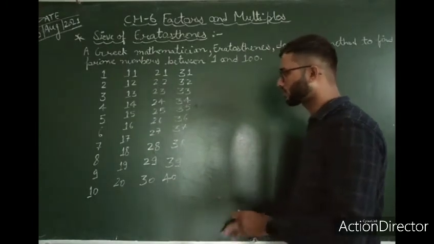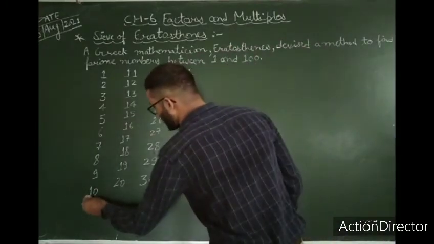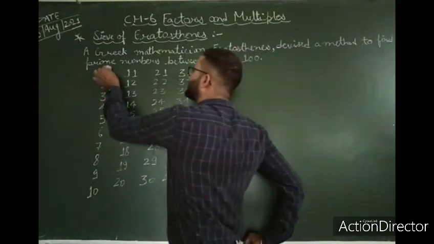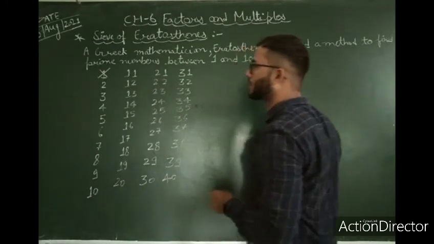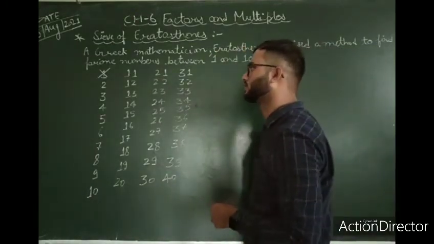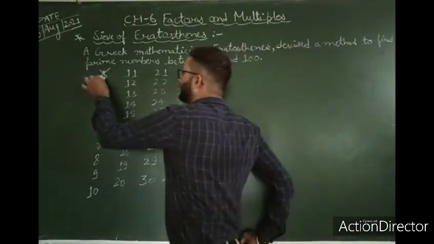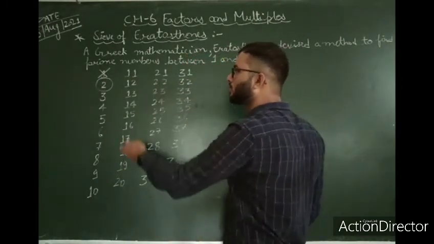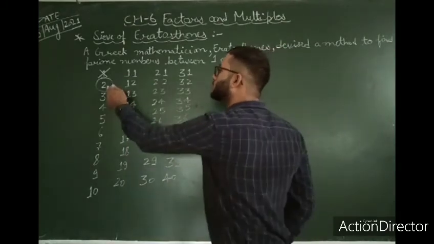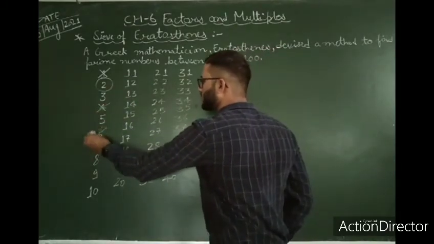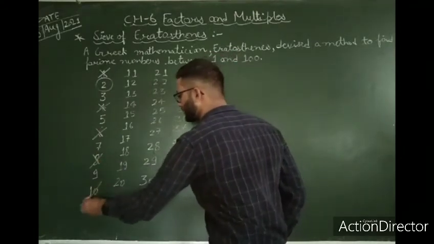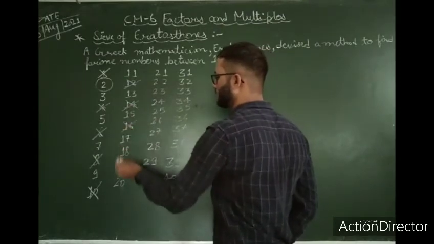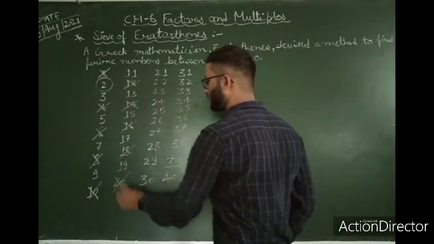Here we only learn what steps to follow, and we find prime and composite numbers. First we cross out 1 because it is neither a prime nor a composite number. Now we circle 2 and cross out the multiples of 2. So 2 2s are 4, 2 3s are 6, 2 4s are 8, 2 5s are 10, 2 6s are 12, 2 7s are 14, 2 8s are 16, 2 9s are 18 and 2 10s are 20.